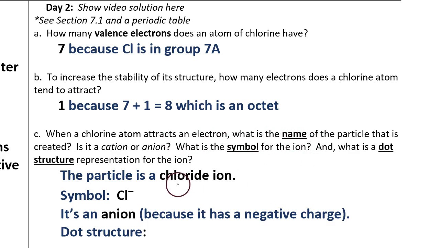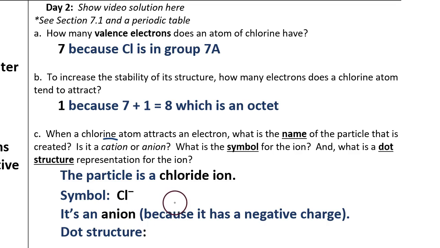created? The particle will be called a chloride ion. So notice the original element is called chlorine, but the new particle, when it gained the electron, is called chloride. Is it a cation or anion? It is an anion because it has a negative charge.